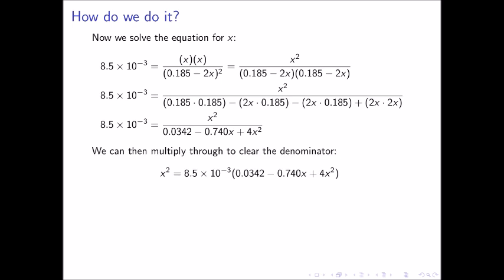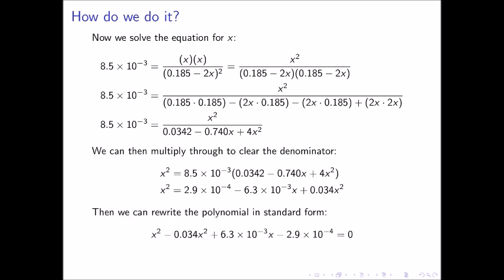We can now multiply through to clear the denominator. Notice that I have inverted the equation so that the x squared is now on the left-hand side. On the right-hand side, we have 8.5 times 10 to the minus 3 multiplied times our denominator. When we distribute, we find we get 2.9 times 10 to the negative 4 minus 6.3 times 10 to the negative 3 times x plus 0.034 x squared.